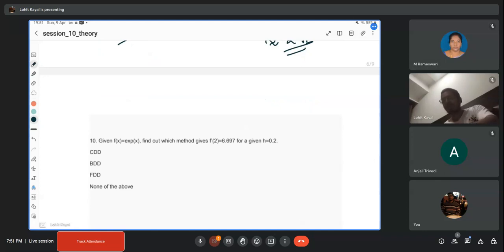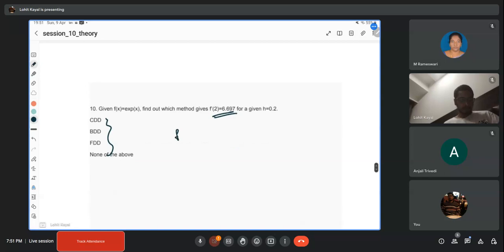This is another problem for the numerical differentiation. Here it is provided that, once again, you are already provided with the solution. Okay. The solution is already given using one of these methods. You need to find which method is the correct one. Okay. Now here f(x) is equal to e to the power x. Right. Now f prime of x, here you need to take h as 0.2.